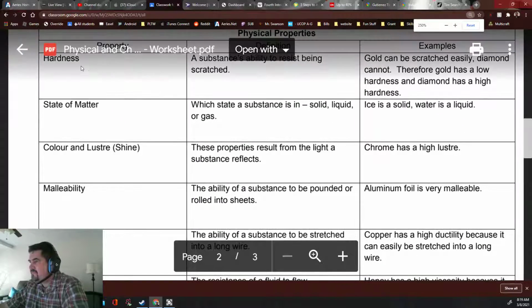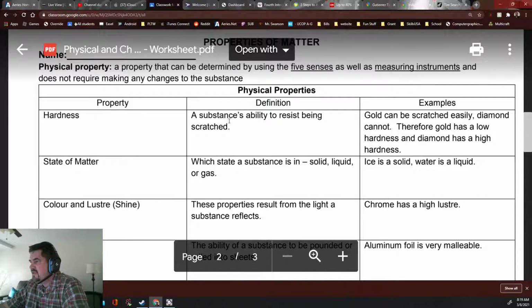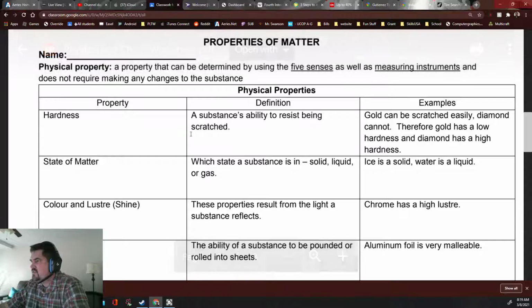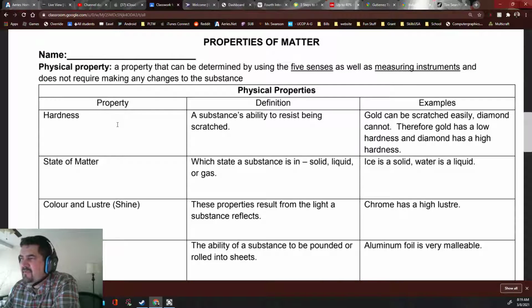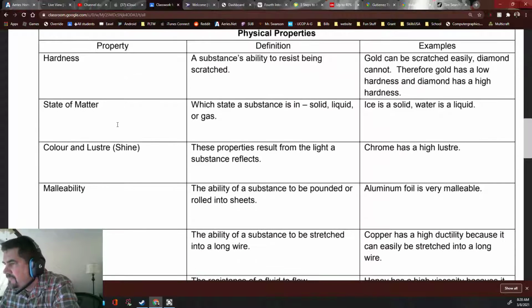There we go. So hardness, a substance's ability to resist being scratched. So the harder they are, the harder they are to be scratched. Very commonly, most people talk about the hardest thing being a diamond. Like you can't scratch a diamond. Diamonds can scratch other things, but you can't really scratch a diamond.